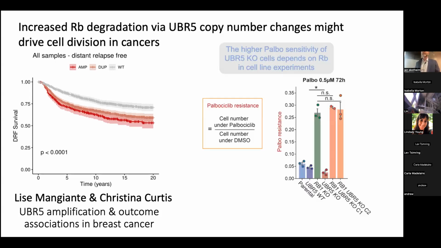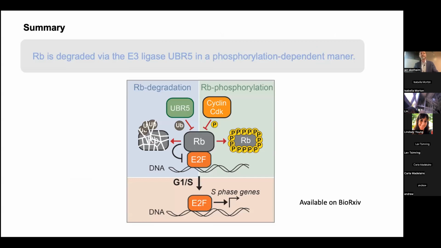I won't go into this data, but this is looking at some cancer drugs interacting with UBR5. So here we have identified the mechanism of the second pathway into the cell cycle. The first pathway is the canonical cyclin CDK pathway, which phosphorylates RB to inactivate it. We identified decreasing concentration of RB as a second important pathway driving you into the cell cycle, and this is mediated by this UBR5 protein. The paper is available on bioRxiv for anybody wanting more details about this.